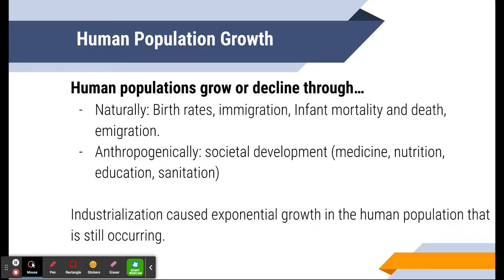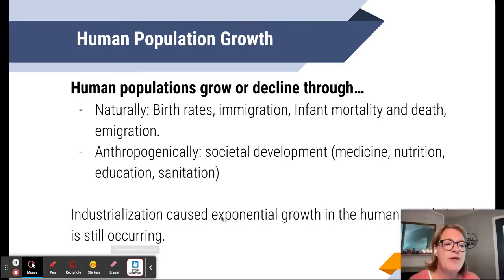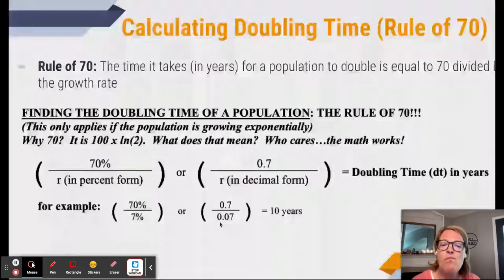Industrialization caused exponential growth in the human population, and that is still occurring. At some point in this unit, we're going to watch a video about how the world population has changed over time. You'll see that as soon as industrialization happens, and then modern medicine, and then technology, the population just exponentially grows. It's actually kind of frightening how quickly it's growing at this point.